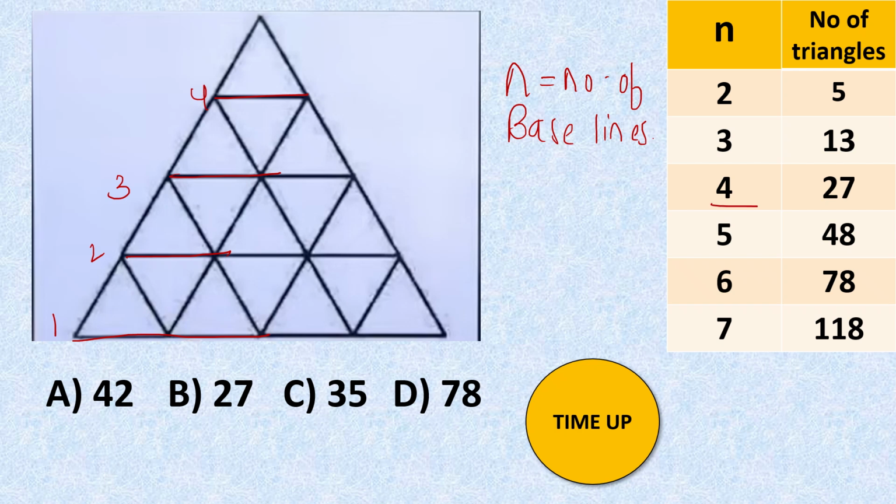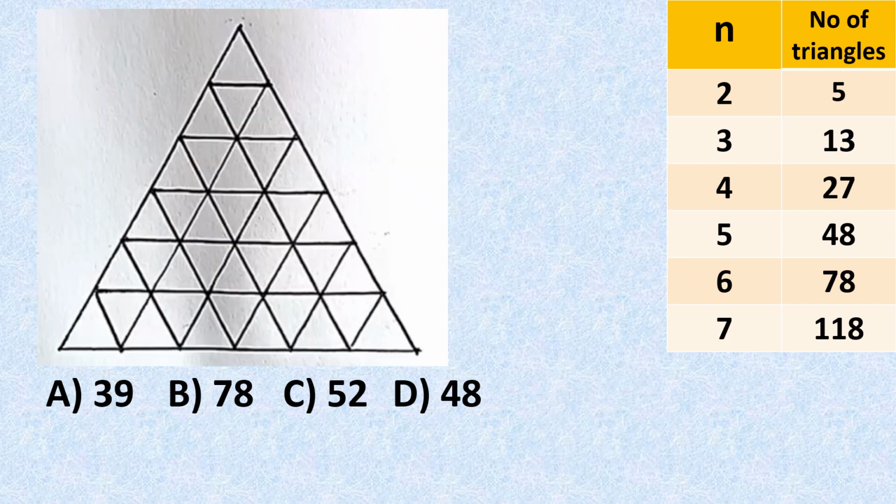So 4 baselines means how many number of triangles? 27. So the answer will be 27. See how fast you can solve this if you remember this table. Next one on your screen and your timer starts now.